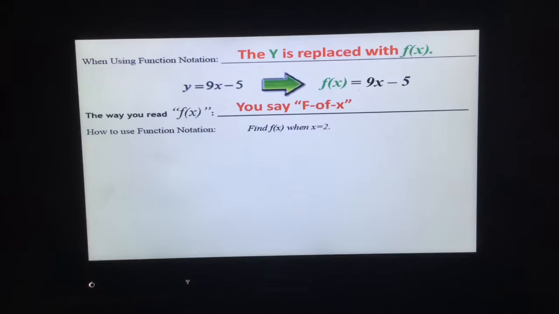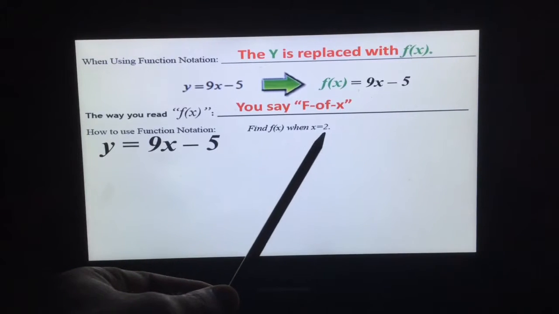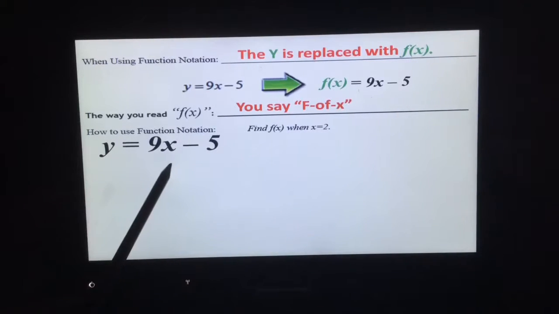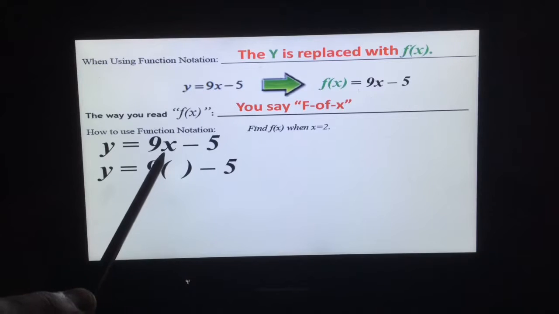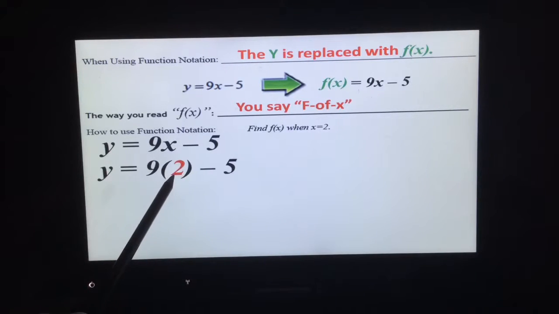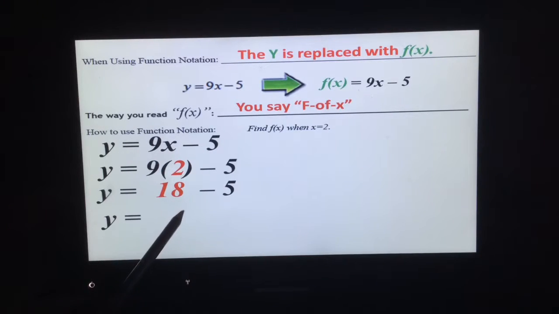So what I asked you to do is take this equation, y equals 9x minus 5, and it says over here that I wanted you to put x as a 2. So you put x as a 2, by putting parentheses and putting 2 in there, and then you solve this. 9 times 2 is 18, right? 18 minus 5 gets you 13. Okay, now this is using regular notation.